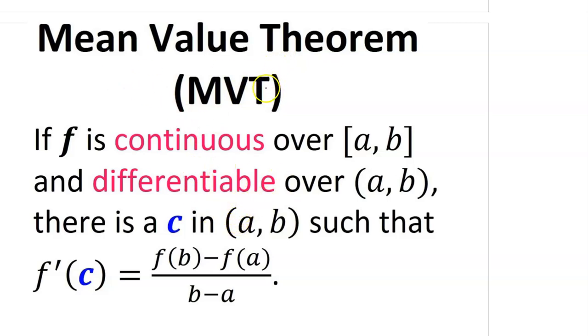So the mean value theorem says that if f is continuous and differentiable, there is a c value where f prime at c is equal to this little formula. In other words, there is a c value where the instantaneous rate of change is equal to the average rate of change, or the slope of the tangent line is equal to the slope of the secant line.